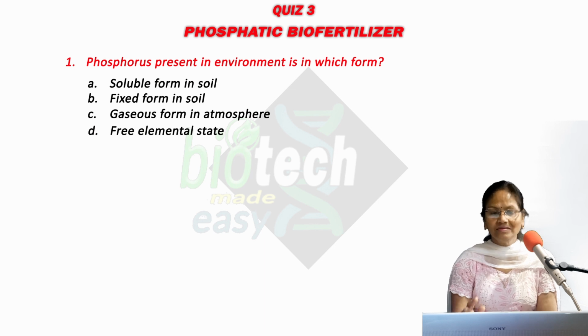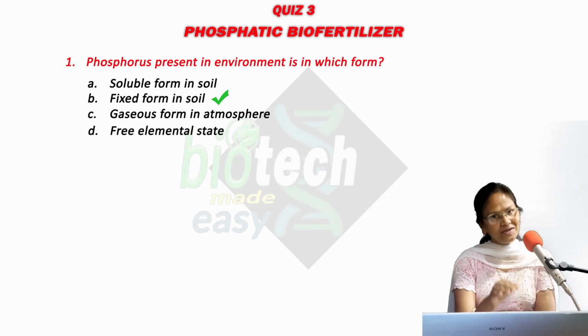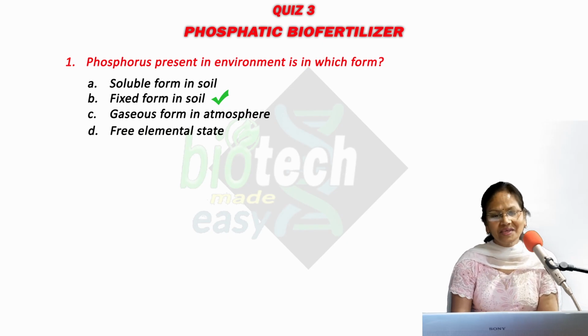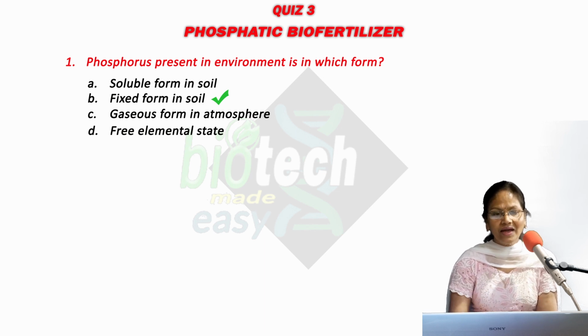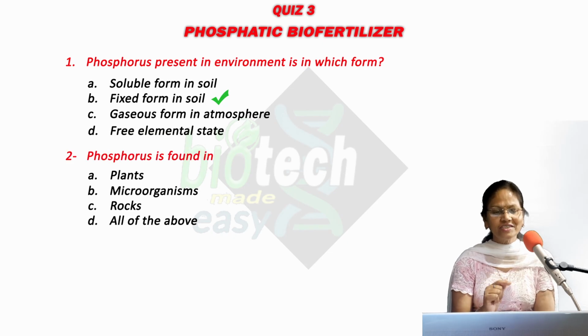Soluble form in soil is needed by the plants, but it is not present in the soluble form. Fixed form in soil. Yes, this should be the answer, because I told you that almost always it makes compounds and becomes fixed in the soil, and in this fixed form it is present. Gaseous form, no, in atmosphere it is not present as a gas. Actually, you must know that phosphorus is never present in the gaseous form, and it is also not in the free elemental state. Now come to the second question.